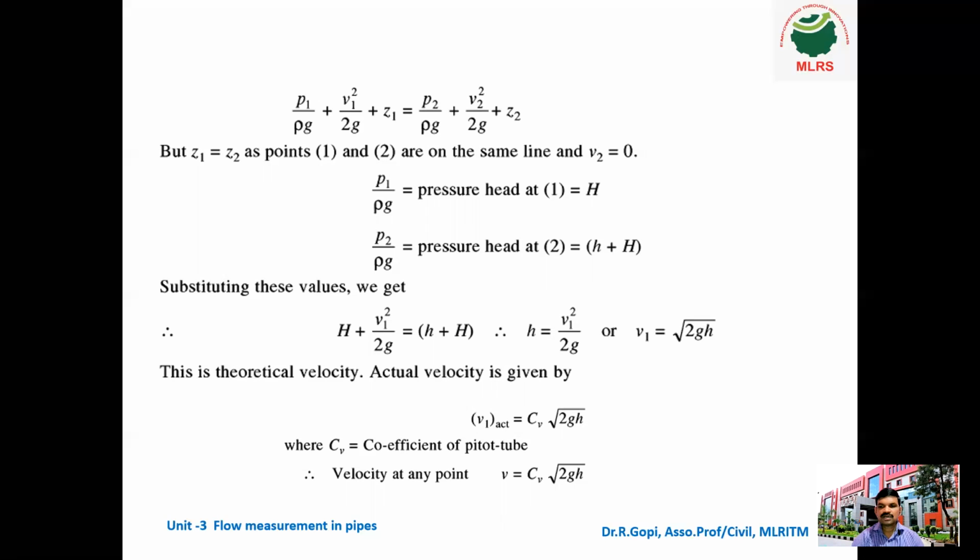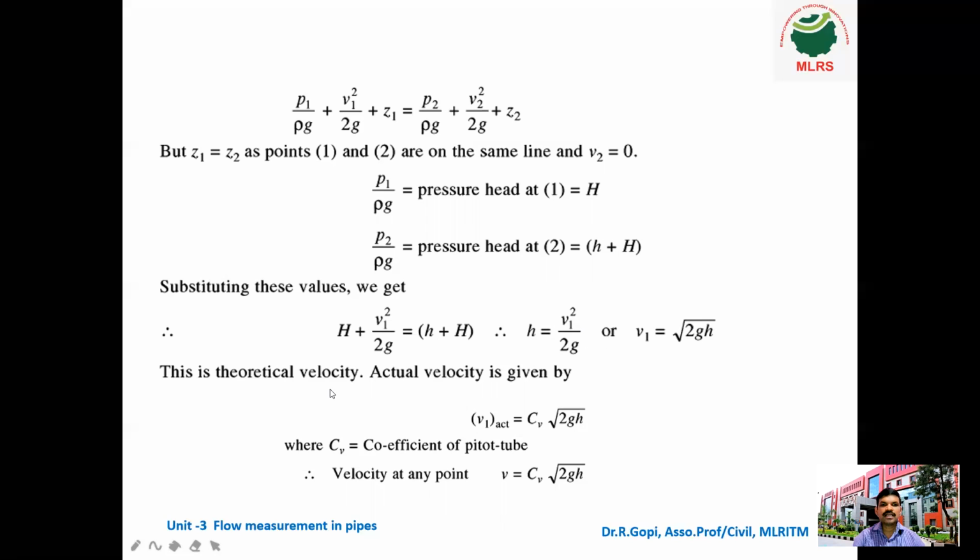As we have seen in the continuity equation, if the diameter is different, the velocity will change. If the diameter is larger, velocity is low; if the diameter is smaller, velocity is high. But here the diameter is the same, so in all the portions the same velocity of flow occurs. So V2 is 0. Substituting this value, finally capital H on both sides gets cancelled. So h is equal to v1 square by 2g, so v1 is equal to root 2gh.